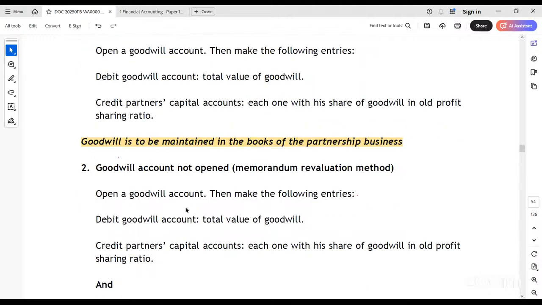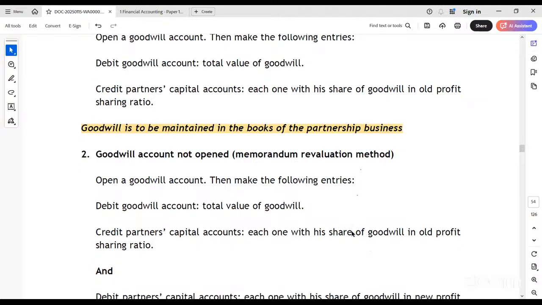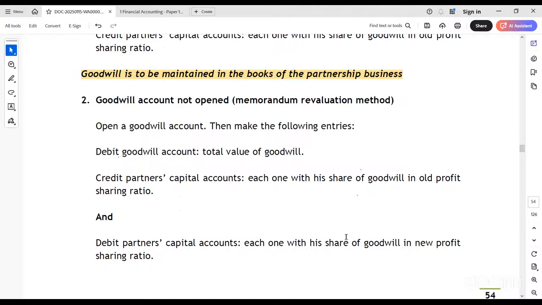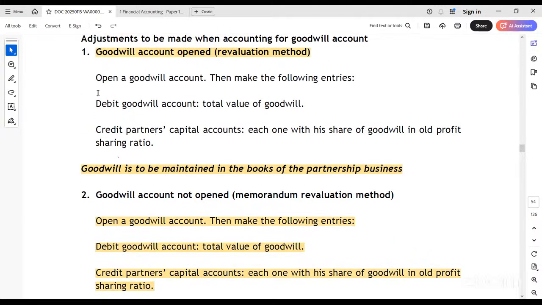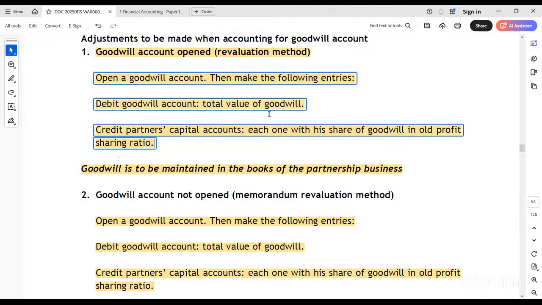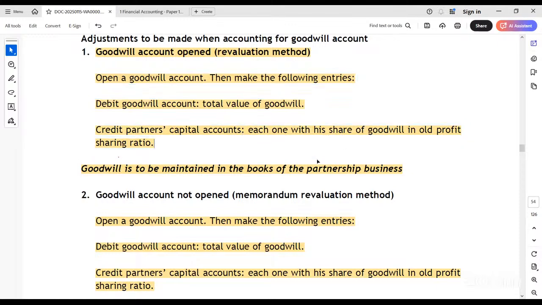So what we do, we open a goodwill account, then make the following entries. We debit the goodwill account with the total value of goodwill. Then we credit the partners' capital accounts, each one with his share of goodwill, in the old profit sharing ratios. We are going to see how to do this. And then we have to write off that goodwill. So you see these entries here are the same as these are. They are the same. So we open up the goodwill account, and then we debit the goodwill with the total value of goodwill, and then you credit our partners' capital accounts with their shares of goodwill.